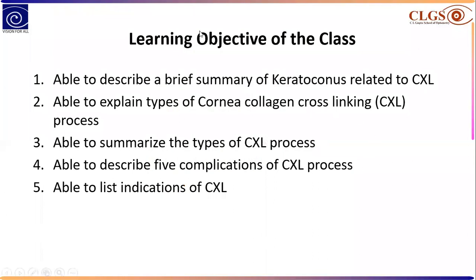By the end of this class, I hope most of you would be able to describe a brief summary of keratoconus, more in terms of C3R or collagen cross-linking, also called CXL in short, and explain the different types of CXL currently in use, and maybe summarize some of the steps done during this CXL process, and also describe 5 complications of the CXL process and the indications of the CXL process. So these are the 5 learning objectives.